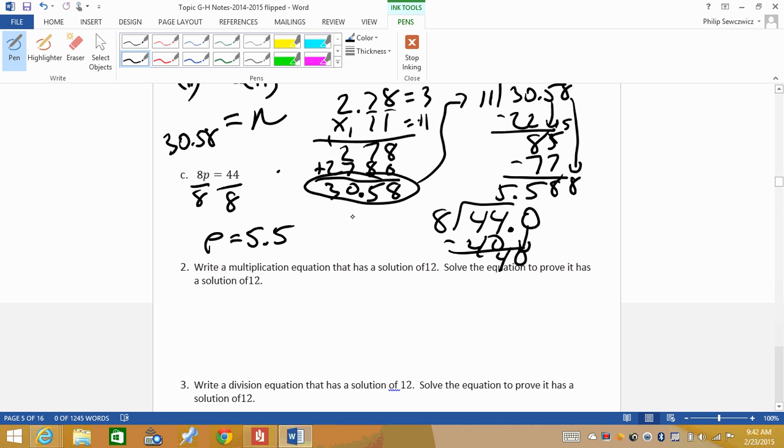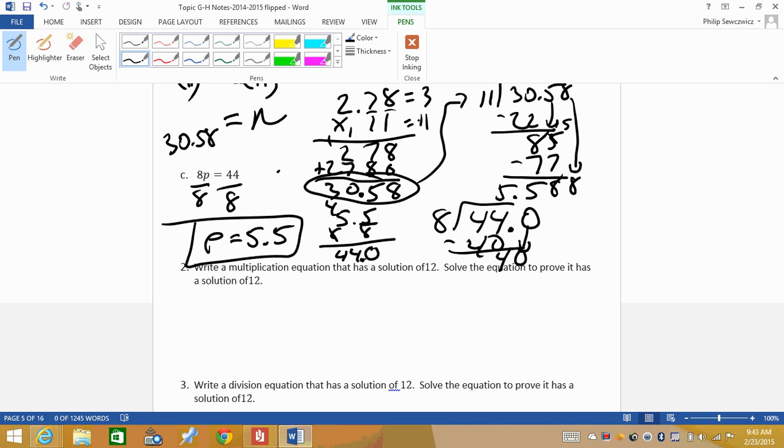Do your check step. Let's see, is 5 and 5/10 times 8 going to give me 44? Well, that's a 40. We're going to carry the 4. 40 plus 4, that's 44. 1 to the right. Oh, there it is. It is 44, so it does work out. So yes, 5 and 5/10 is our answer.